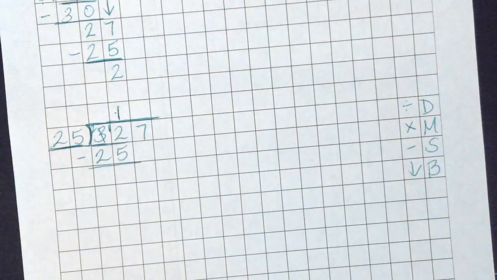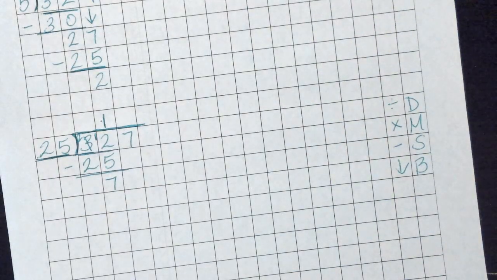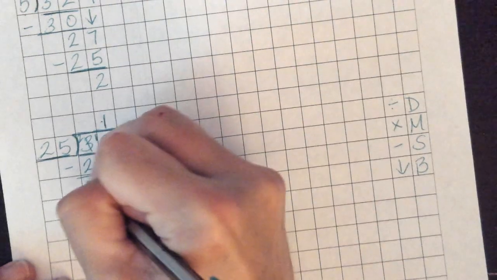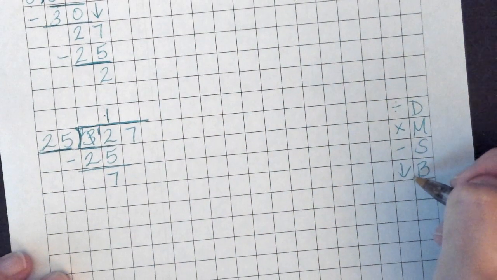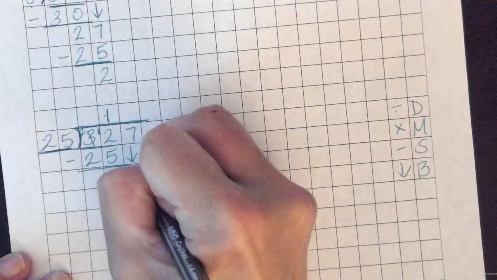I can't do 2 minus 5, so I do 12 minus 5 is 7. 2 minus 2 is 0, which I don't have to write. And now I can bring down. I bring down the 7.